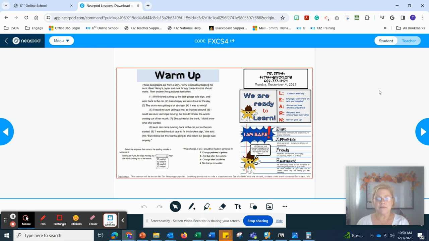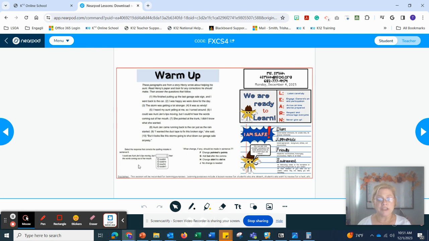All right. So this is your warm up. These paragraphs are from a story Henry wrote about helping his aunt. Read Henry's paper and look at the corrections he should make. Then answer the questions that follow. Once again, pay close attention to what the question is asking you to do.